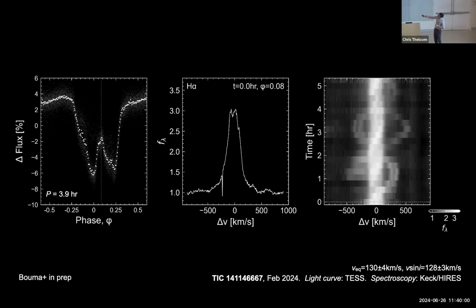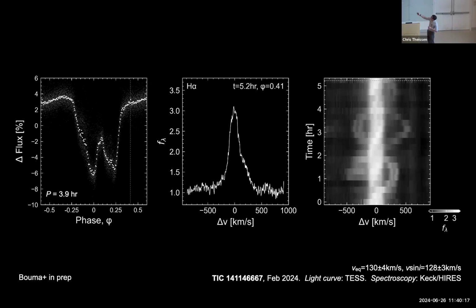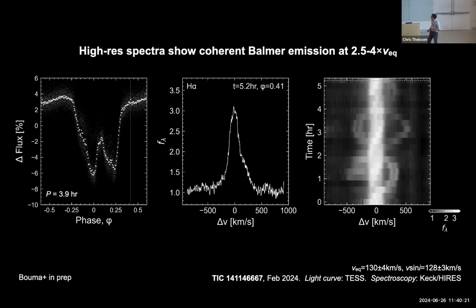In the middle, this is just the H alpha emission line, mostly chromospheric here, I think. And if I advance in time over the 5 hours of spectroscopy that we have, the line splits. And then it splits again. Okay? And what's kind of nice is that that emission is coherent.